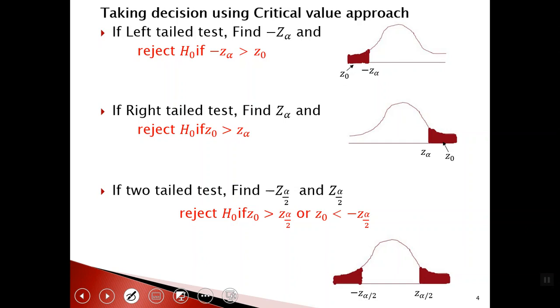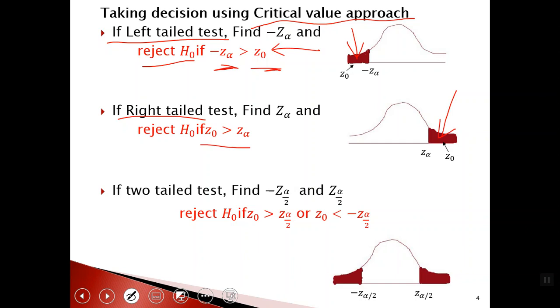If you are taking your decision by using the critical value approach, as you remember, this is some kind of review. If it is a left tail test, we reject H naught if negative z alpha is greater than z naught. This z naught is the test statistic value, and z alpha is the z value based on your alpha, which means my test statistic value is somewhere here. If it is a right tail test, we reject H naught if z naught is greater than z alpha, which means my calculated test statistic value is somewhere here.